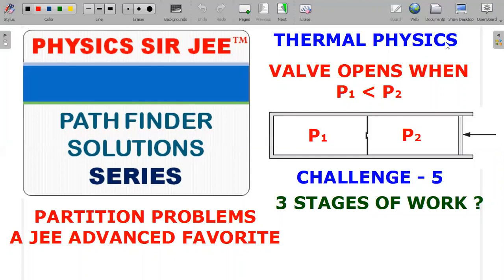One more important thing: if you carefully observe the last 10 to 15 years of IIT JEE Advanced papers, I think partition based problems, where gas is there on either side of a partition, or at times he has even asked a question on two partitions, one moving, one not moving. So partition problems in thermodynamics, I think, would be one of the favorites of JEE Advanced question paper setters.